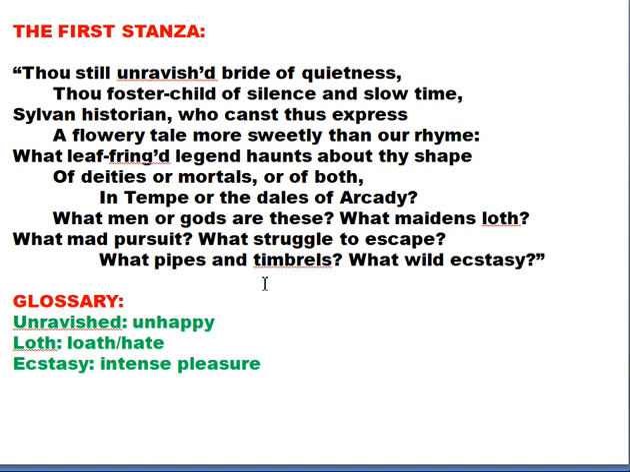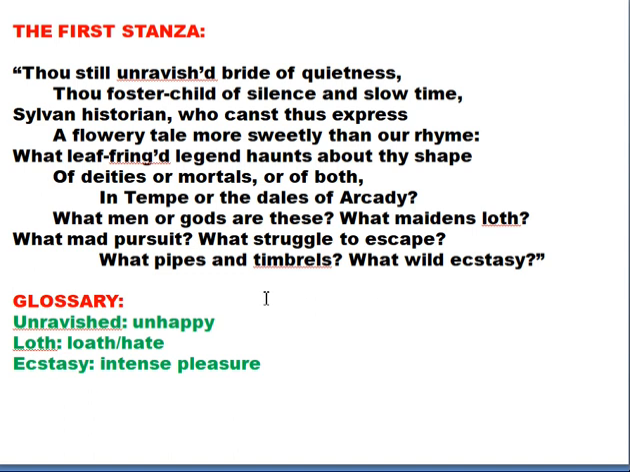What men or gods are these? What maidens loath? What mad pursuit? What struggle to escape? What pipes and timbrels? What wild ecstasy?